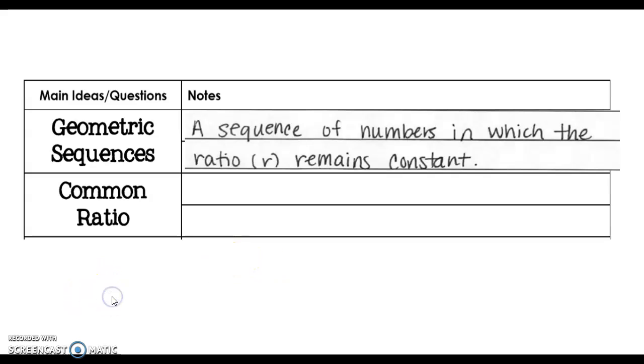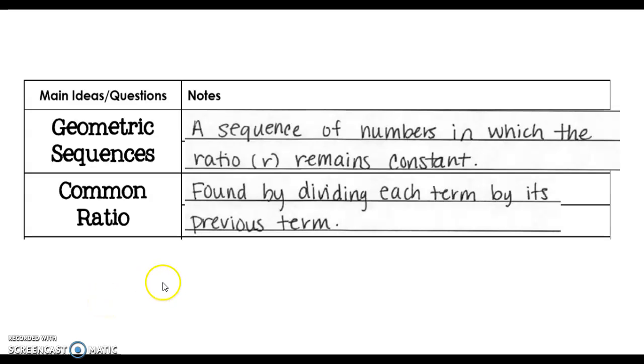What is a geometric sequence? It's a sequence of numbers in which the ratio remains constant. What is a common ratio? Common ratio is found by dividing each term by its previous term.